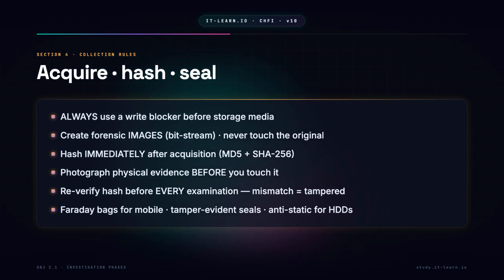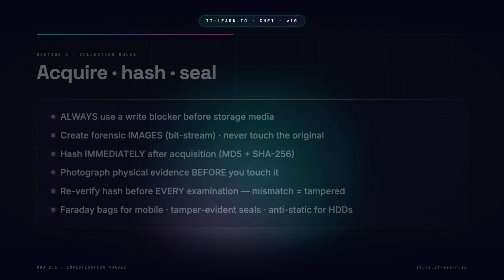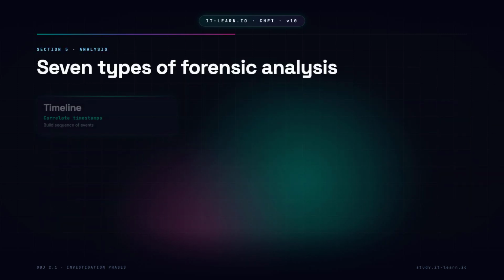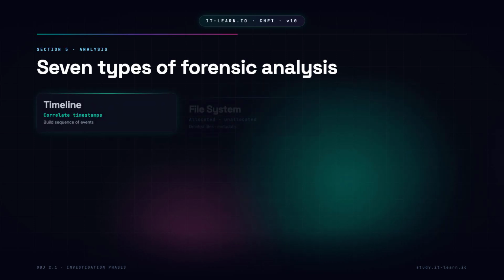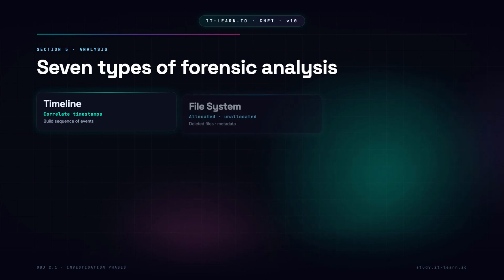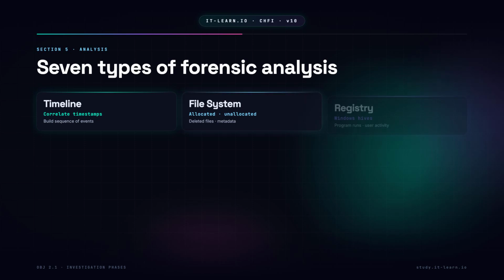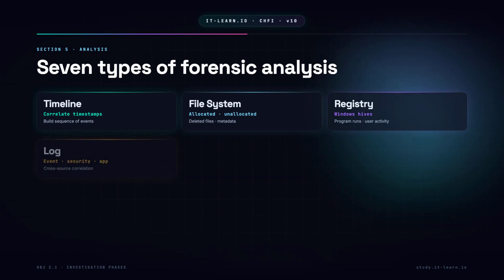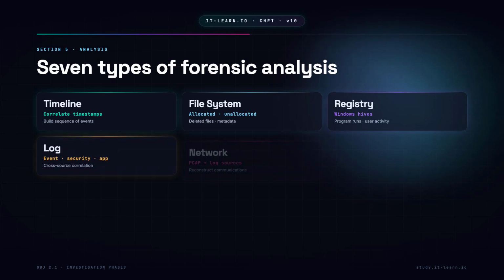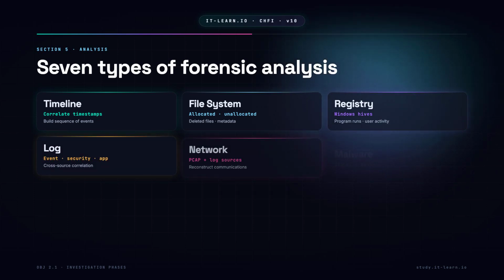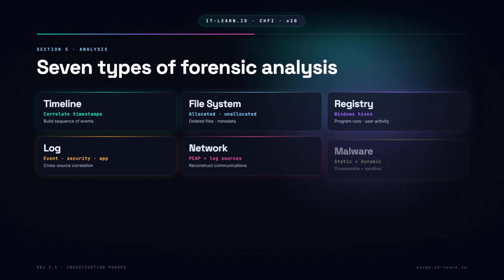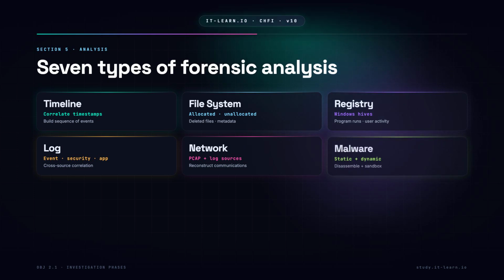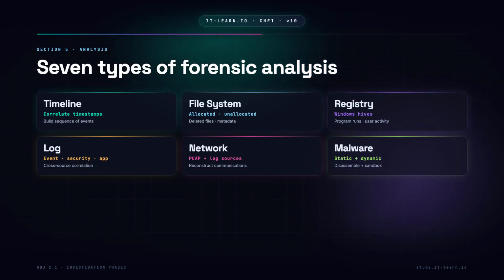Document every access: who, when, why. Analysis: 7 types you will use in the field. Timeline analysis, correlate timestamps to reconstruct events. File system analysis: allocated, unallocated, deleted, metadata. Registry analysis: program execution, user activity, configuration changes. Log analysis: event logs, security logs, application logs. Network analysis, reconstruct from PCAP and log sources. Malware analysis, static disassembly and dynamic sandbox. Keyword search, find the needle. Documentation as you go.